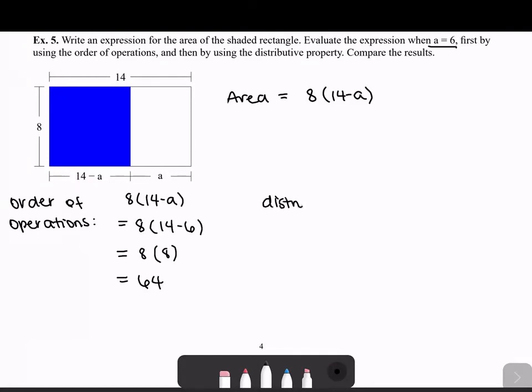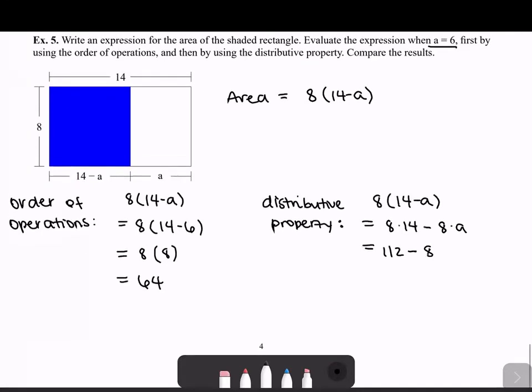So now we want to do it using the distributive property. So we start out with 8 times (14 minus a). And then what we do is we distribute the 8. So this is now 8 times 14 minus 8 times a. 8 times 14 is 112, minus 8 times a.